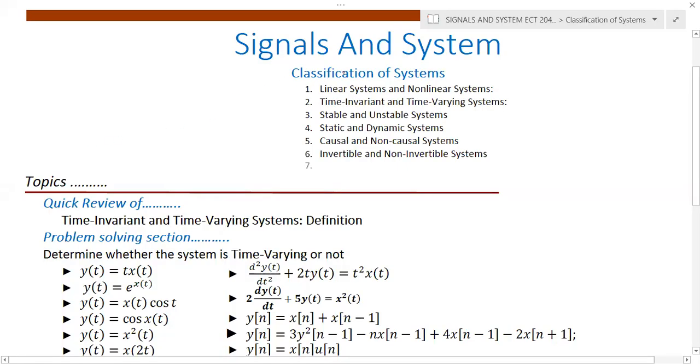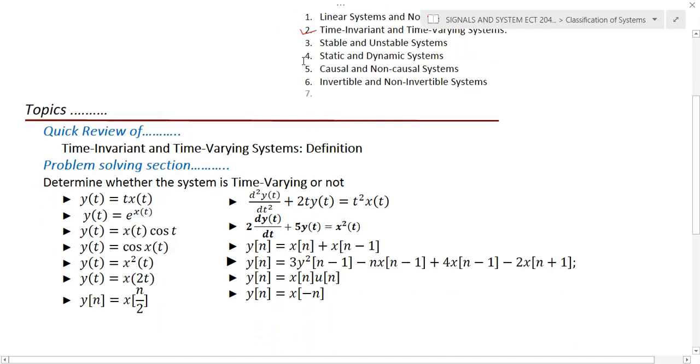In this lecture, we will discuss the classification of systems, and we already discussed linear system and nonlinear classification in the previous lectures. Now we'll discuss the time invariant and time varying property of a system. And in the first lecture, we will discuss the definition and the basic steps to check the time invariant property, and later we will do some problems.